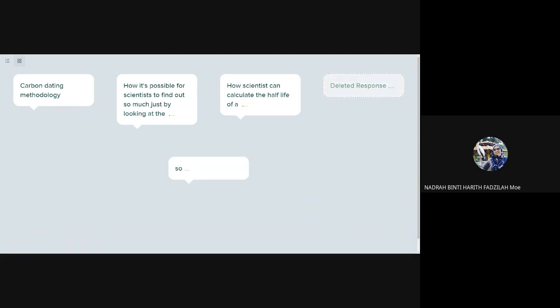Okay, ada yang berminat nak tahu carbon dating methodology. Oh, that is good.